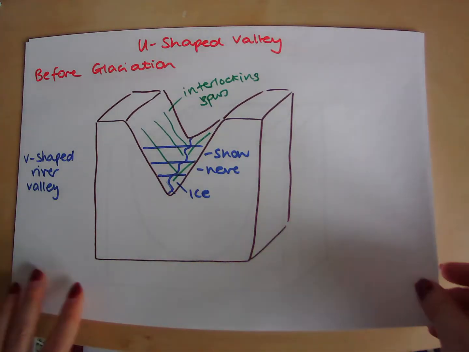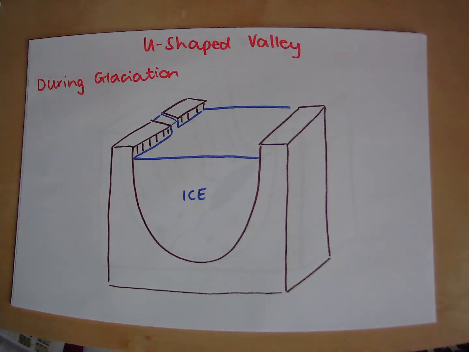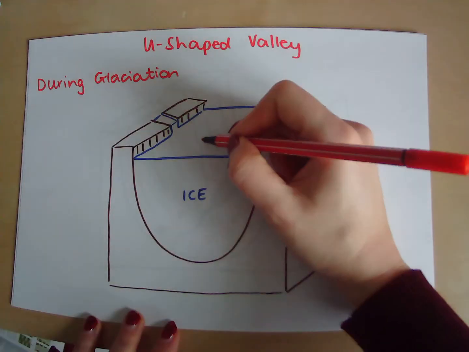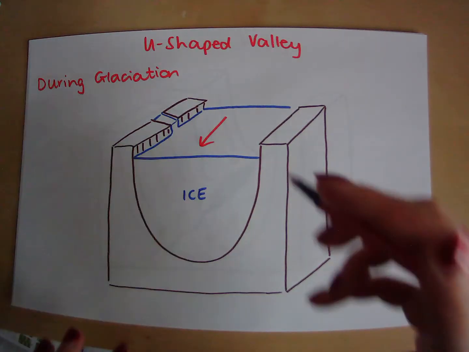Once our U-shaped valley has got the glacier in it, it looks a little bit like this. Our valley has totally changed shape, which has been caused by the ice. Lots of glacial processes are going on here. The first thing we need to remember is that this ice is moving downhill, and as it moves, it's able to do certain processes of weathering and erosion.